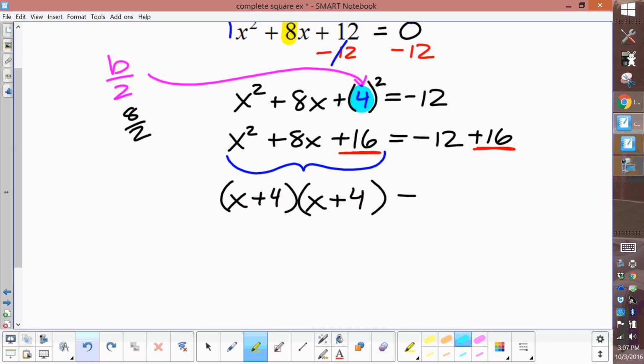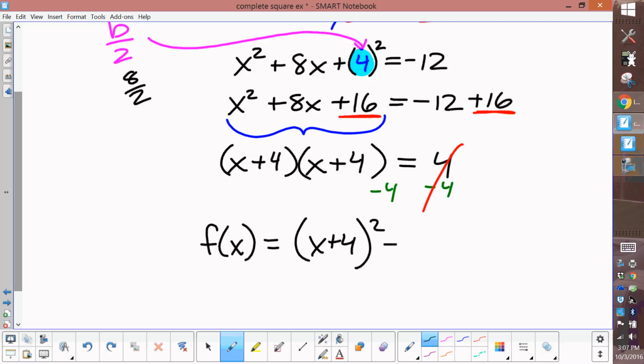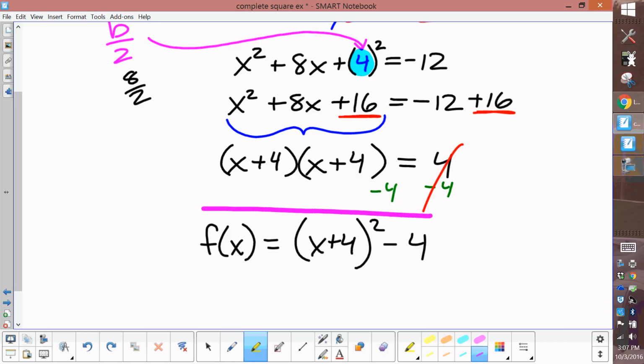And then on the right here, negative 12 plus 16 is positive 4. And now the last thing I'm going to do is move this 4 back over. This will go away. And then I'm going to put it back into function notation. So f of x equals x plus 4 quantity squared minus 4. And there's my final answer. And I could graph this parabola much easier in this vertex form than I could in standard form.